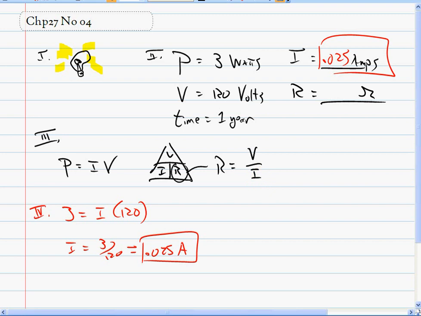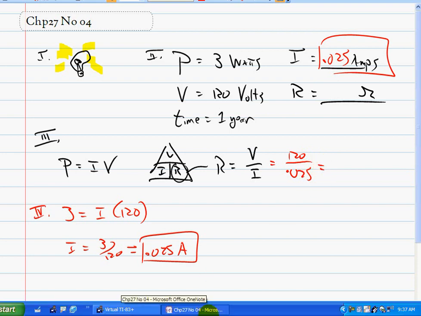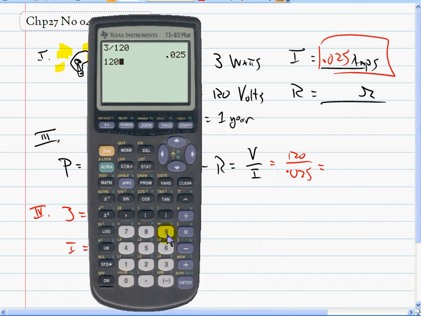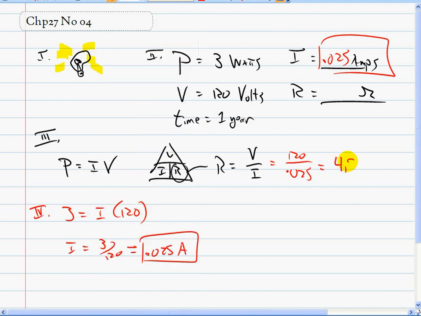So now we can just plug in. For voltage, we put in 120. For amps, we just solved for it, it's 0.025. We'll plug that into our calculator. We'll do 120, the voltage, divided by the current. V over I gives us my resistance of 4,800 ohms, okay? And you're like, wow, that's a lot of resistance. Well, that's because we don't need a lot of current flowing, just a little tiny trickle current to light up our filament there.